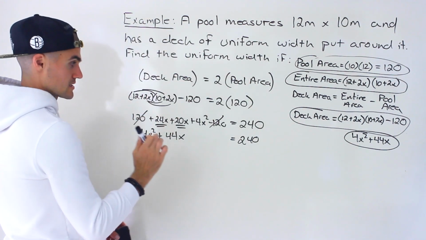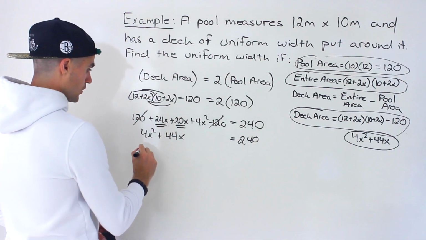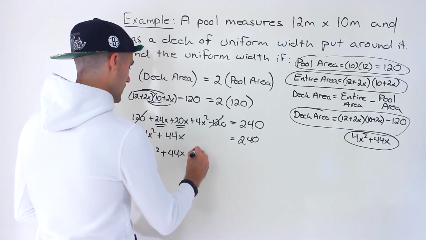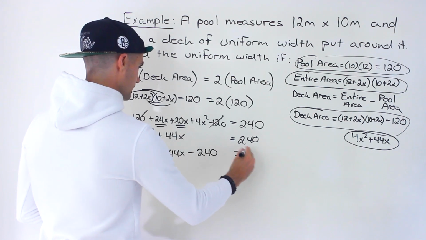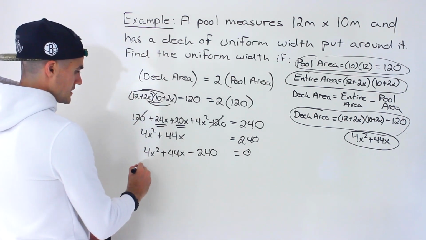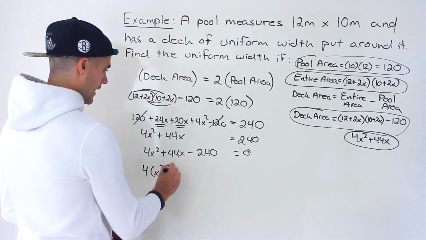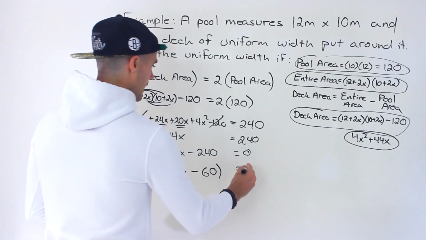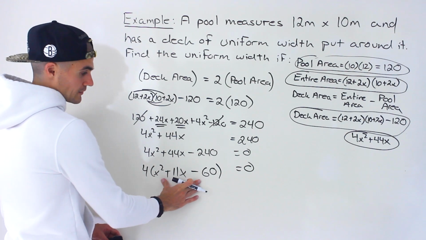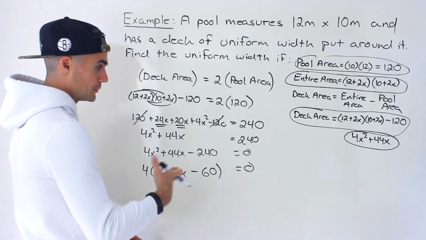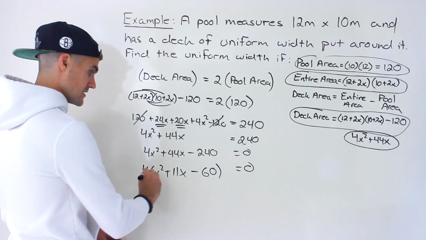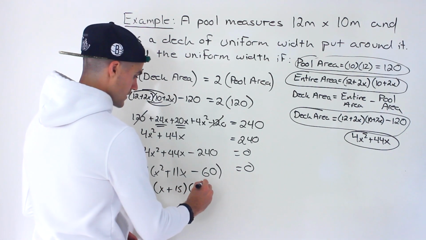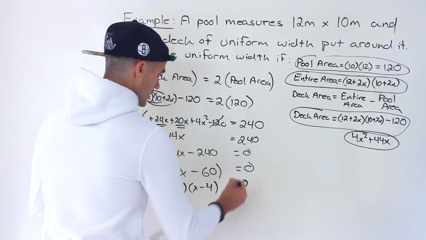Now we're going into the scenario. So I'll bring the 240 over. So that'll be what, minus 240, like that. And then notice we could take out a 4 from everything. So we'll have x squared plus 11x minus 60, like that. And then a lot of times this won't factor smoothly. Sometimes you'll have to put in the quadratic formula, as you'll see in the future cases. But in this particular case, this actually does factor into x plus 15 and then x minus 4.